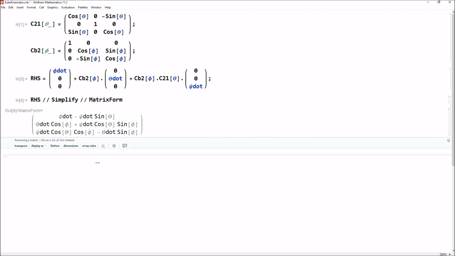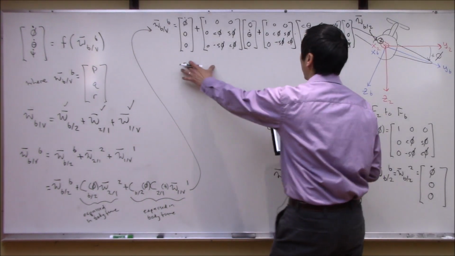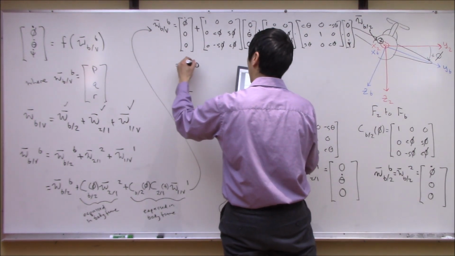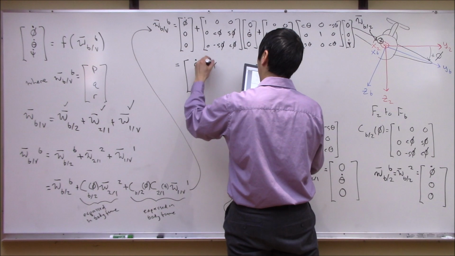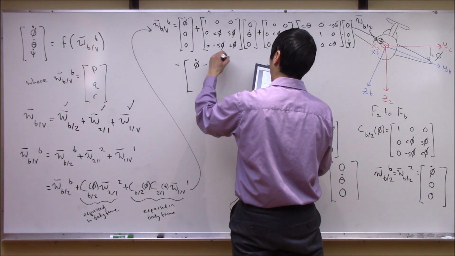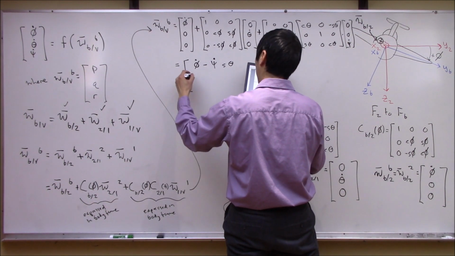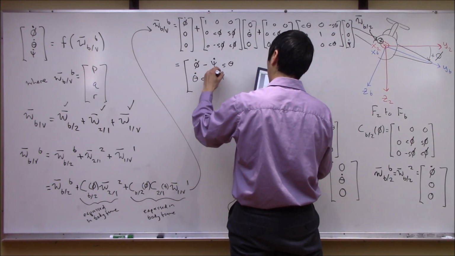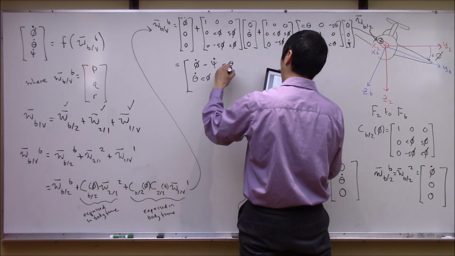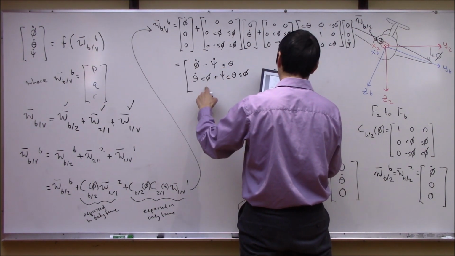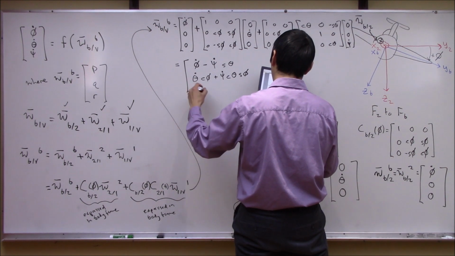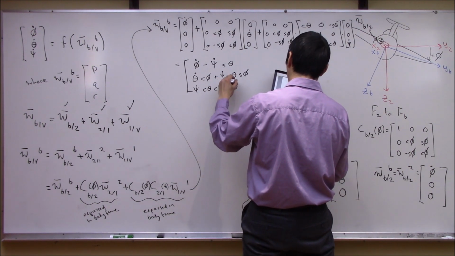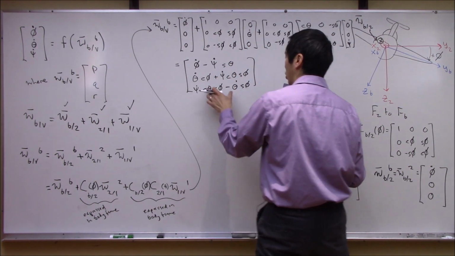So let's go over to the board and see if we can maybe write this in another format. All right, so we saw this entire right-hand side of the expression could be rewritten as: phi dot minus psi dot times sine theta, and then the second entry of this vector was theta dot cosine phi plus psi dot cosine theta sine phi, and then the third element of this guy was psi dot cosine theta cosine phi minus theta dot sine phi. Okay, so again, it was just this 3 by 1 vector.